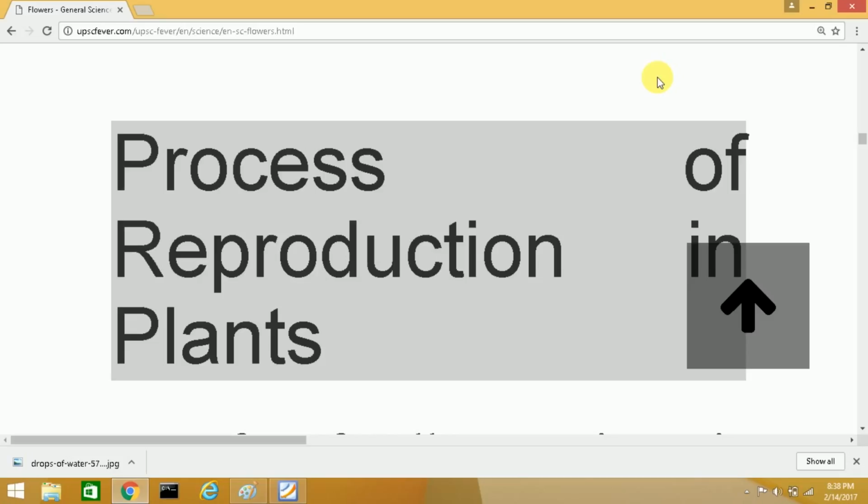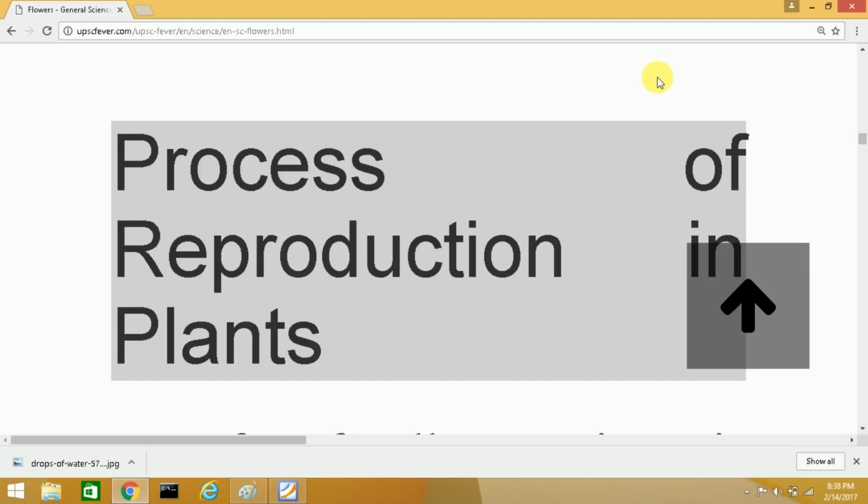Or the second type of pollination is cross-pollination. So in this, the stigma of a single flower is pollinated by the pollen of a flower from the same plant or a different plant but of the same kind. So cross pollination can be done between flowers of the same plant as well as flowers of different plants, but they have to be of the same kind.